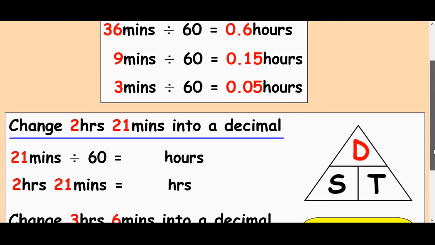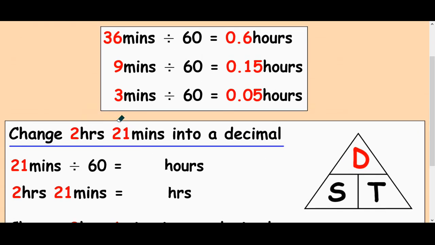Right, what if you had a slightly harder one here? Change 2 hours and 21 minutes into a decimal. So hopefully we can realise that's 2 point something. It's 2 and a bit. So we just have to sort out the 21 minutes part of it. We'll just do what we did up here. 21 divided by 60, well, that's 0.35. You do that in your calculator. So what that means is that's 2.35, and then you're ready to use that answer in calculations.